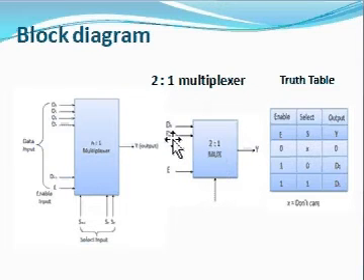To select one of these 2 inputs, we need only one selection line. When the selection line is 0, then input D0 is selected and routed through the output. When it is 1, input D1 is selected to the output.